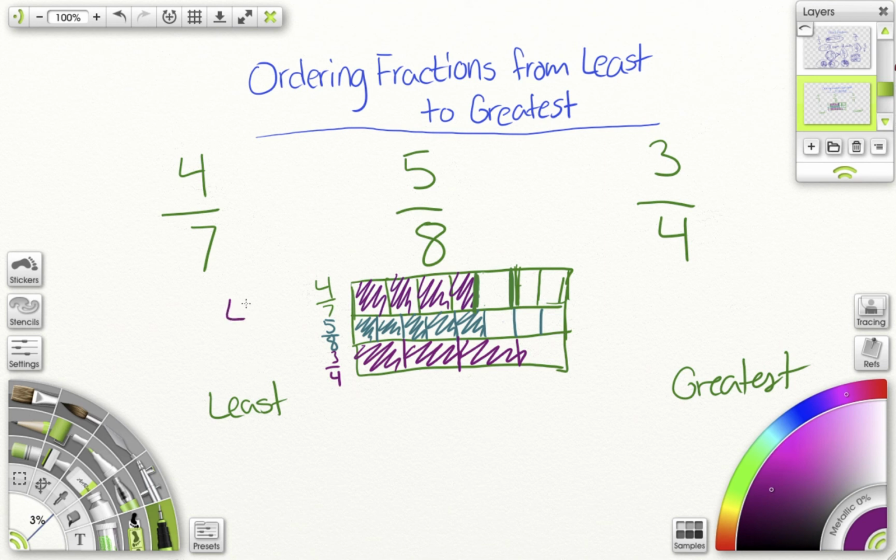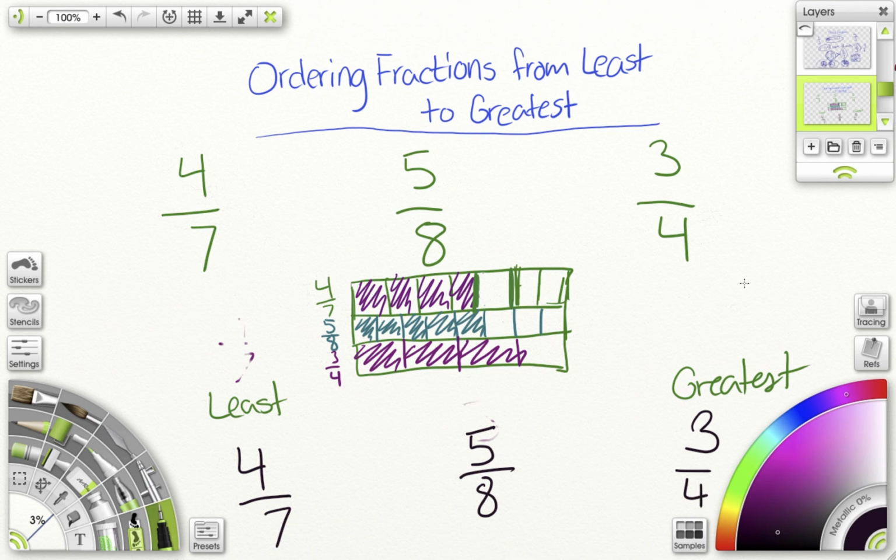It is 4/7. 4/7 is the least. In the middle, 5/8 is just a little bit bigger. So 5/8 would go in the middle. Actually, I'm just going to put these down here so it's a little easier to see. So I have 4/7 at the bottom. 5/8 is in the middle. And then the greatest fraction we have, or the biggest one we have, is 3/4.